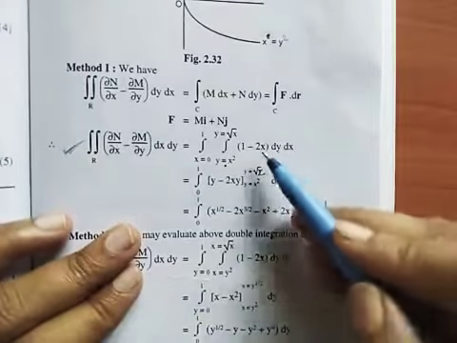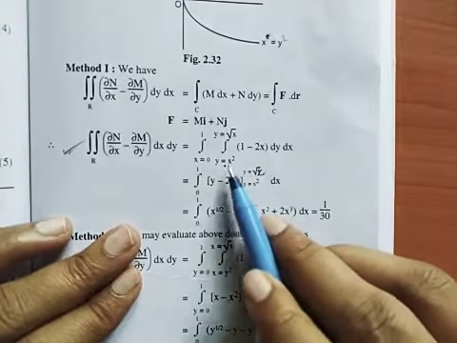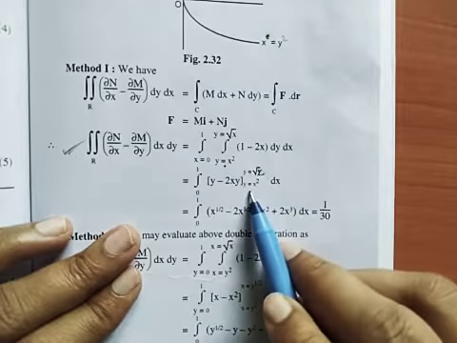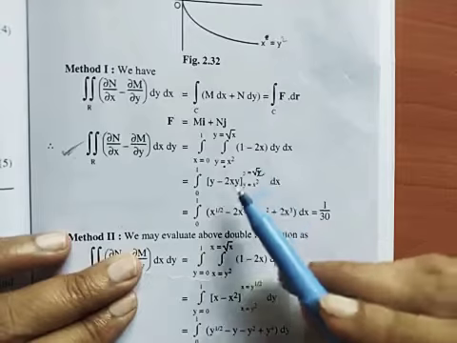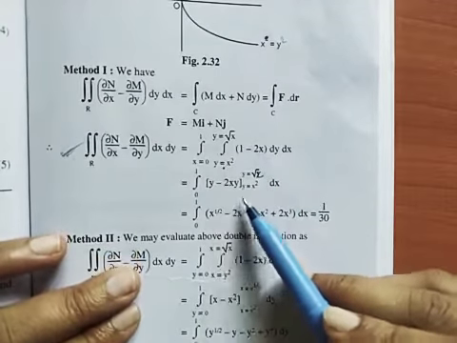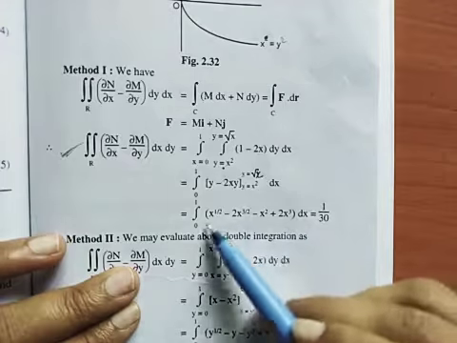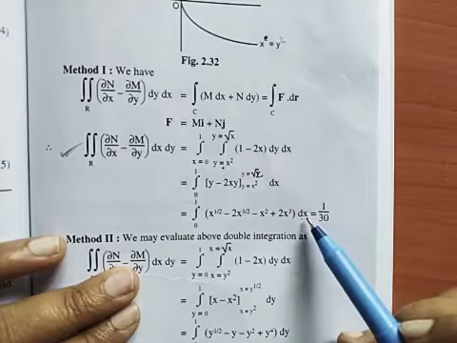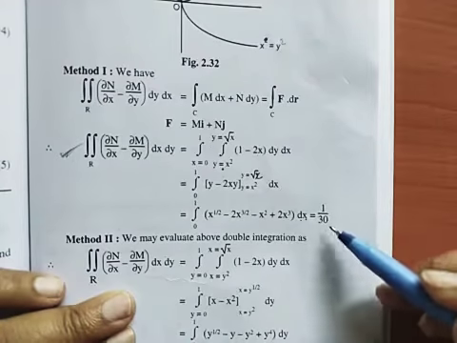So now let us solve. First integrate with respect to y, so that will be y − 2xy, and the limits of y are x² to √x. After applying the limits, we get this value. First replace y by √x, minus, then replace y by x², we get this value, and then after integrating with respect to x and applying limits from 0 to 1, we get the answer as 1/30.